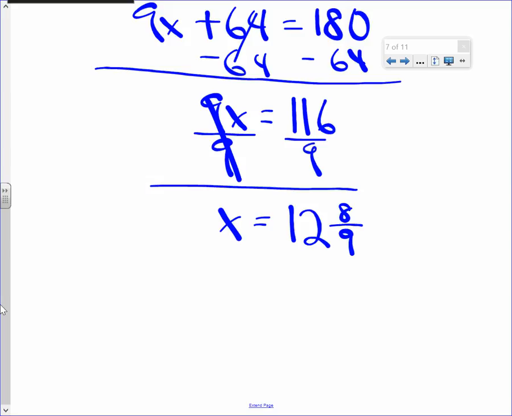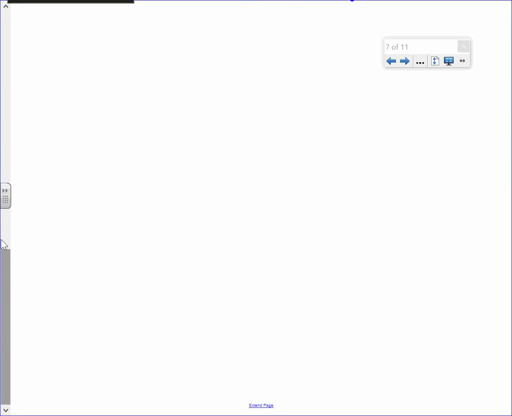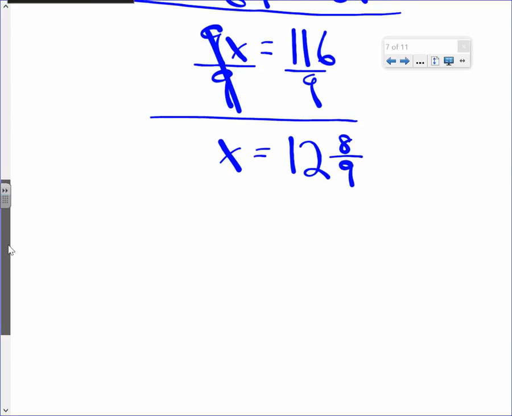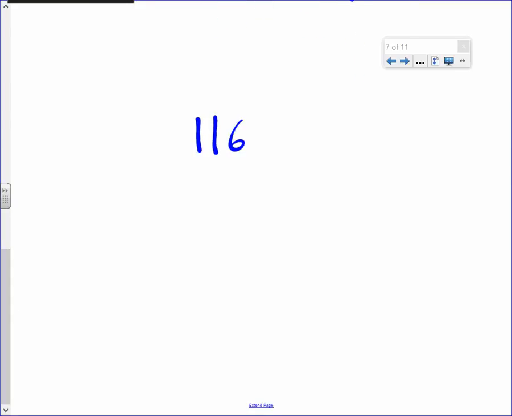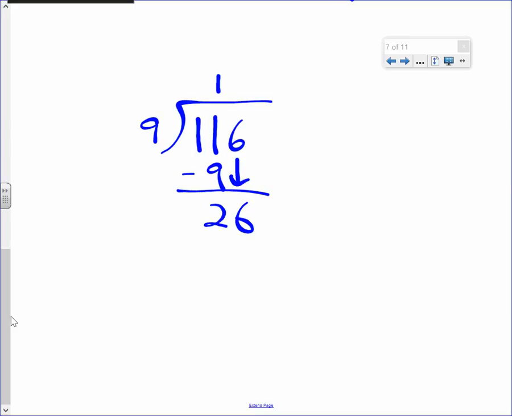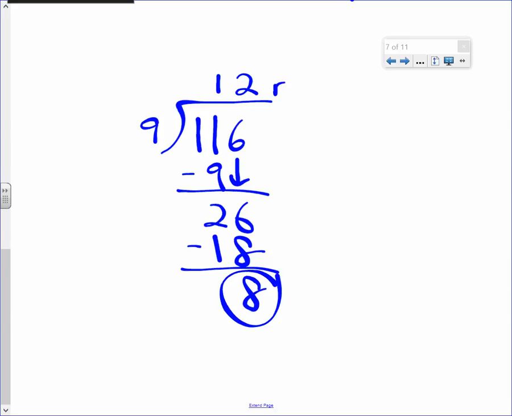116 divided by 9. Let's go down memory lane, elementary school. Watch this. I'll do it over here on the side. So 9 goes into 11 once. 9 times 1 is 9. 11 minus 9 is 2. Bring down the 6. 9 into 26 is 2 times. 9 times 2 is 18. 26 minus 18 is 8. So there's our remainder. The remainder is 8.